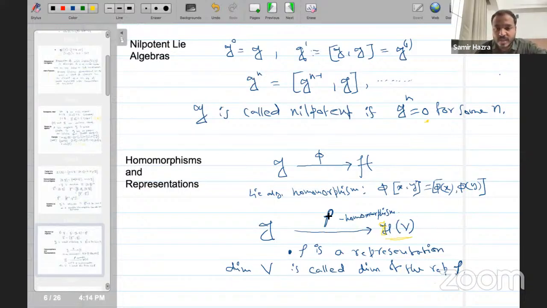So if you have any homomorphism from any Lie algebra G to such a particular Lie algebra gl(V), then we call rho a representation of G over V, or simply rho is a representation. So a representation is a particular homomorphism between two Lie algebras. And the dimension of this representation is defined to be the dimension of the vector space V, which is used here inside gl(V).